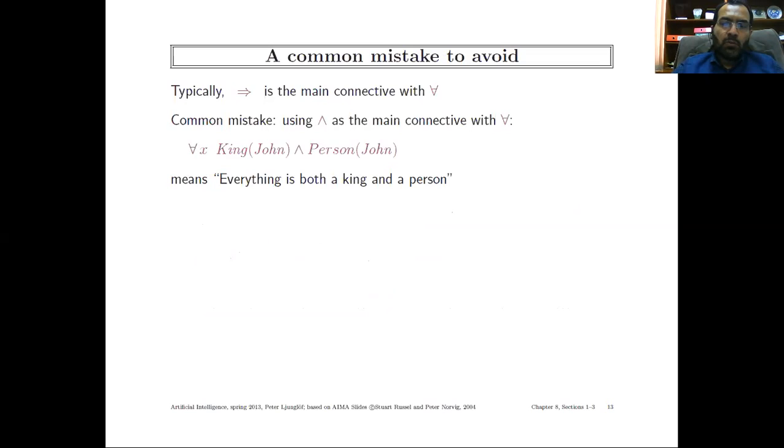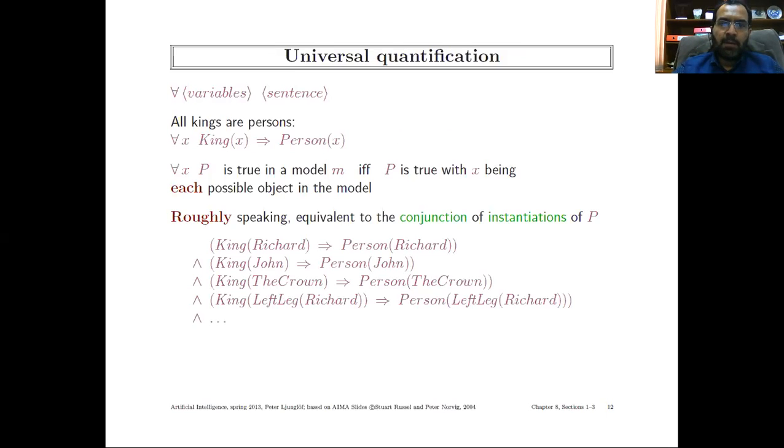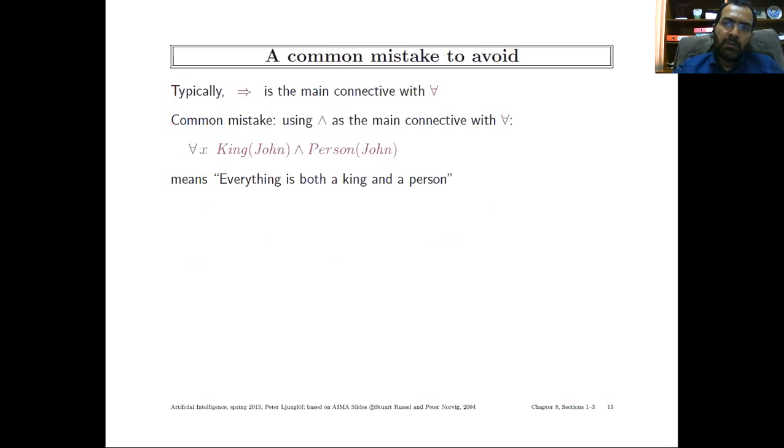Normally, whenever we use the universal quantifier and we want to reach a conclusion or interpret something, we use implication. Like you see in this example, for all x, king x implies person x. So normally whenever we are using the universal quantifier for all, we use implication.